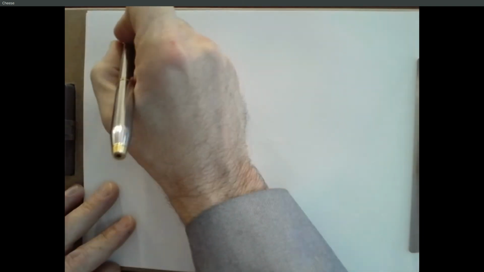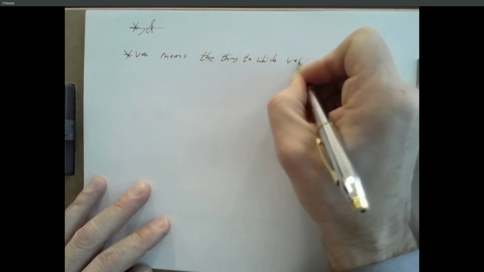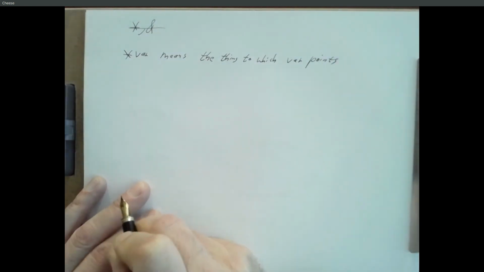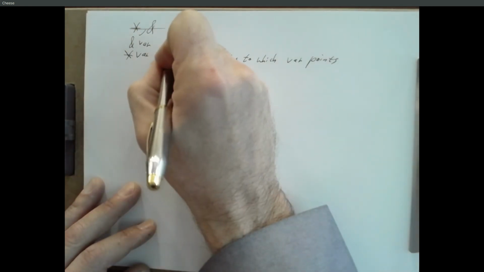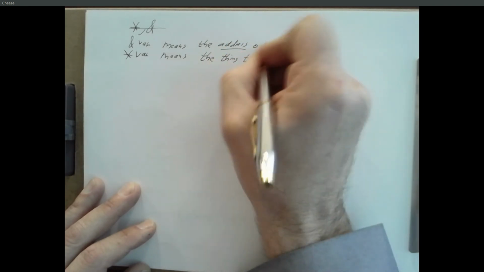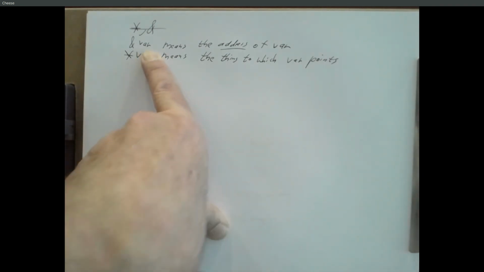So this has to do with stars and ampersands, right? So I want to dig down into what that really does. So star variable means the thing to which variable points. And ampersand variable means the address of that variable. So ampersand var tells me where this variable is stored in memory.